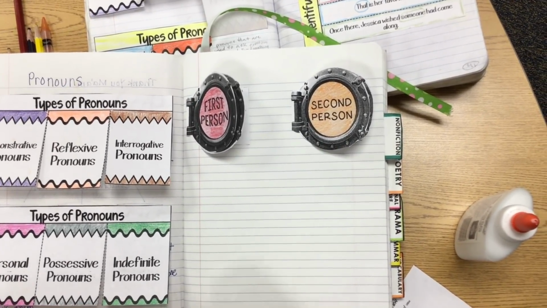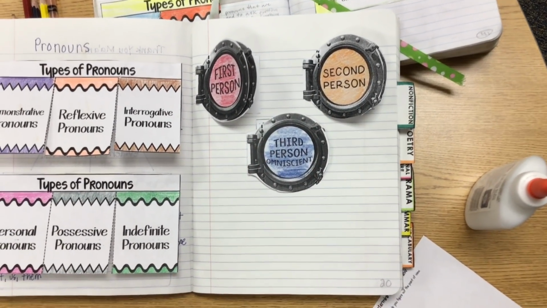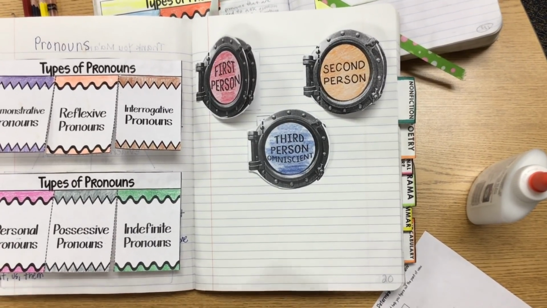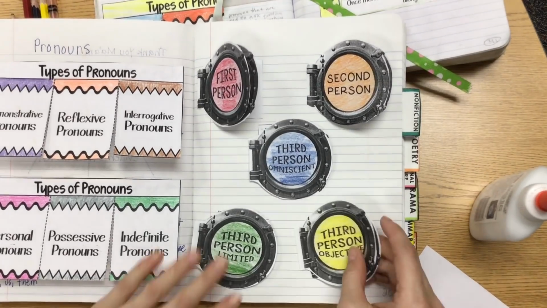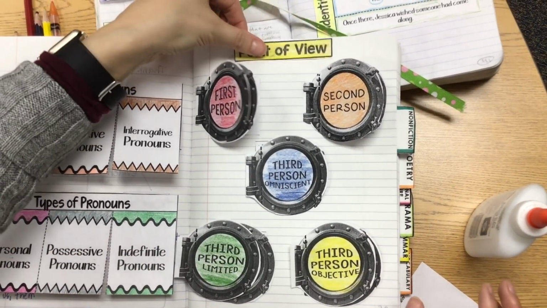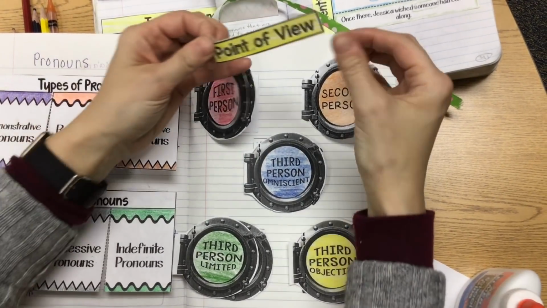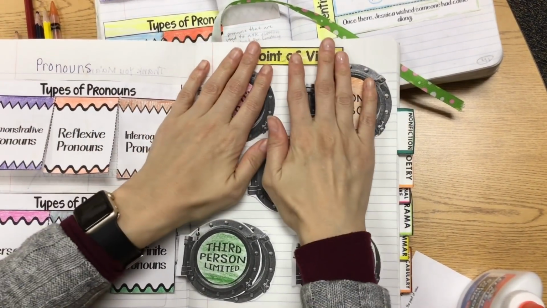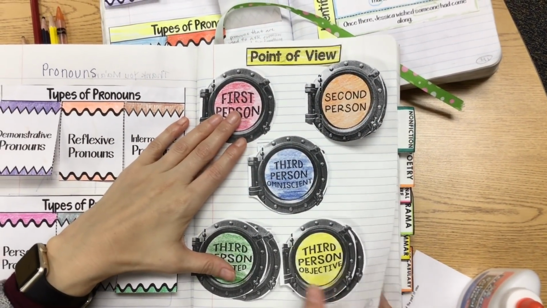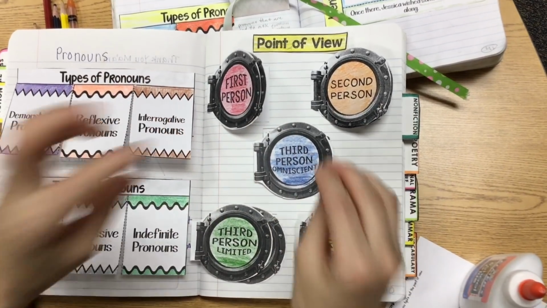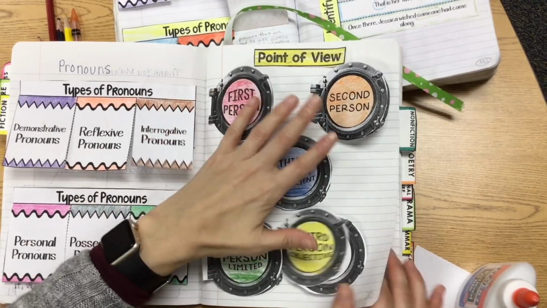I would say third person omniscient would end up right there in the middle. Third person limited here. Third person objective here. And then you should be able to, if you left some room at the top, put your title there. The last piece, so go ahead and you can pause the video, go ahead and finish gluing so your page is complete like this.